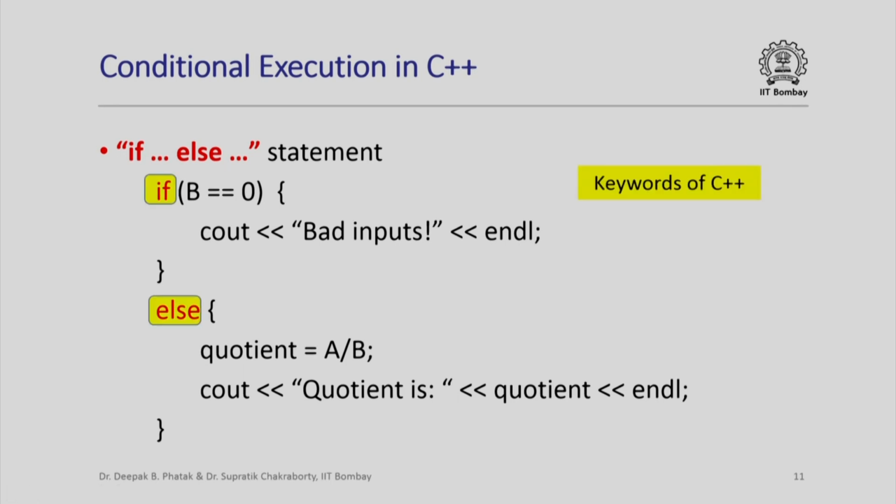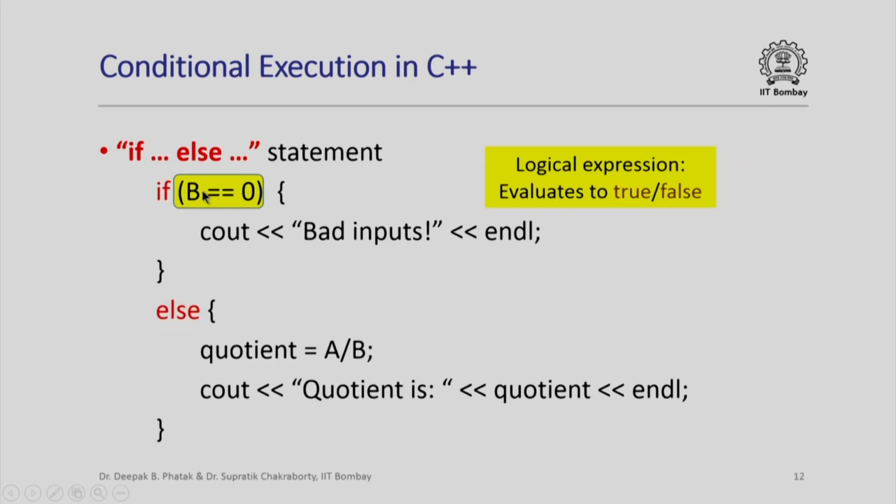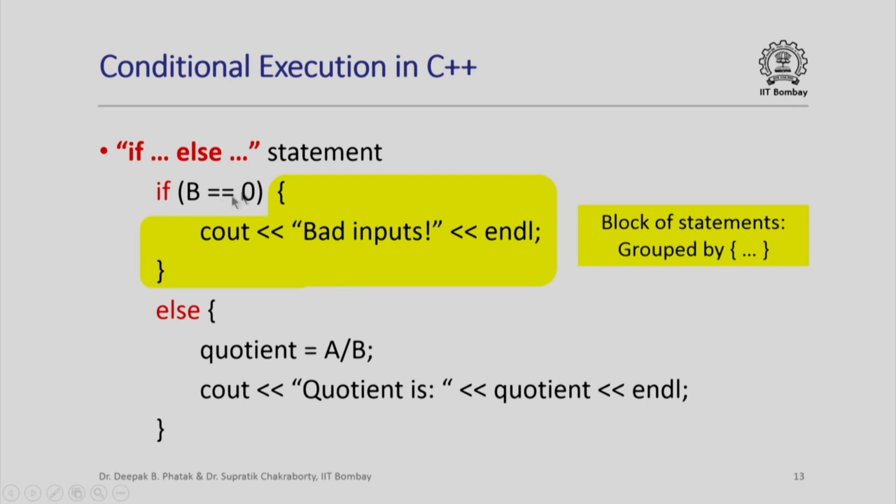If and else are keywords which are used to specify a conditional execution. The condition that you put, the condition based on which control would either flow through the yes branch or the no branch, has to be a logical expression and it has to evaluate to true or false. In this particular case it is a comparison operator which evaluates to true or false. And then in the yes branch we could have a block of statements grouped by two braces, and similarly in the no branch we could have another block of statements grouped by braces. We have already seen that statements can be grouped by braces, and this is just an application of that.